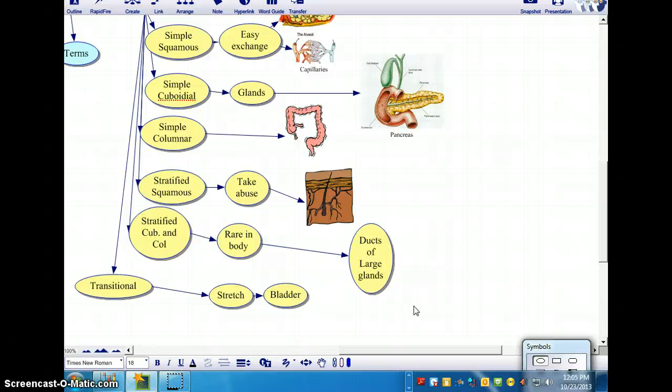Stratified cuboidal and stratified columnar are very rare, and so I won't hold you responsible for knowing exact examples of those, although the ducts of some of the larger body glands would be made of those types of tissue. The last kind of tissue is transitional, and that means that the cells can kind of change location and shape depending on the force being applied. And that is typical of your bladder. So it stretches to get bigger as more urine collects within it.